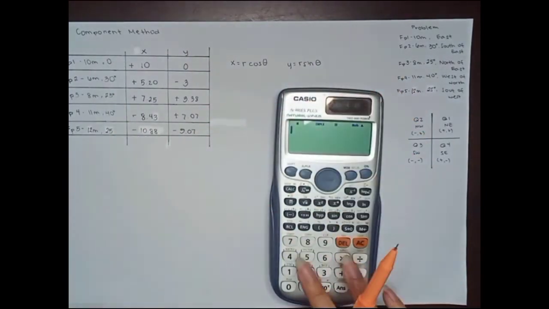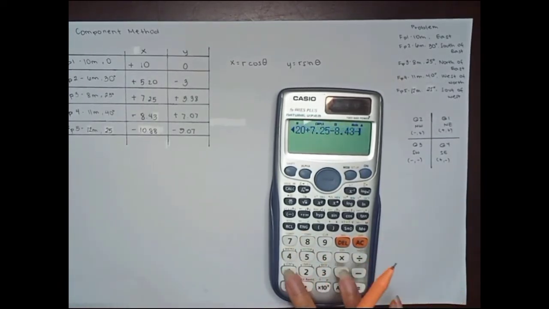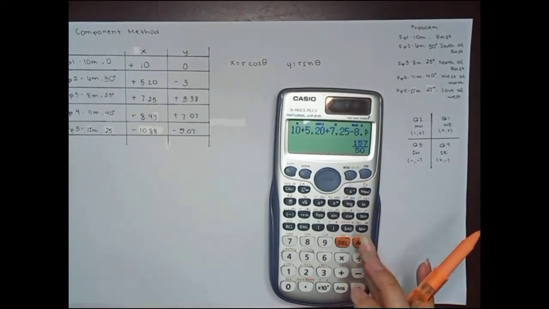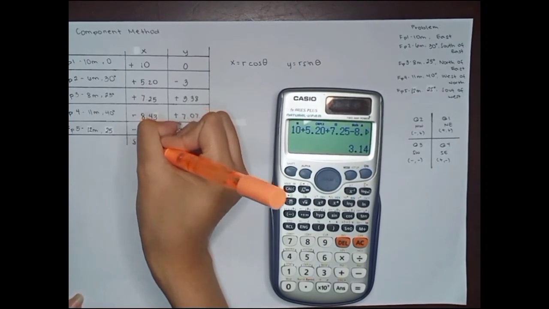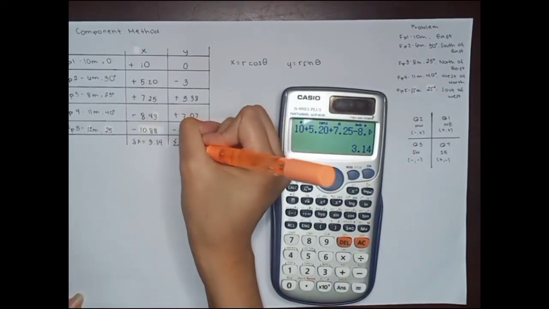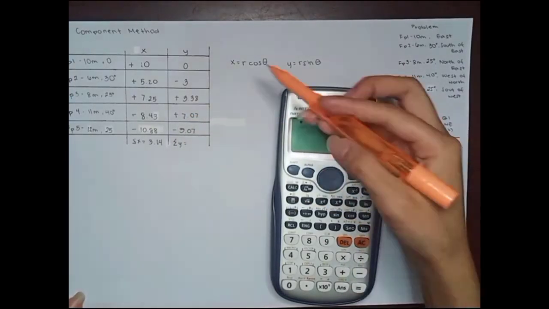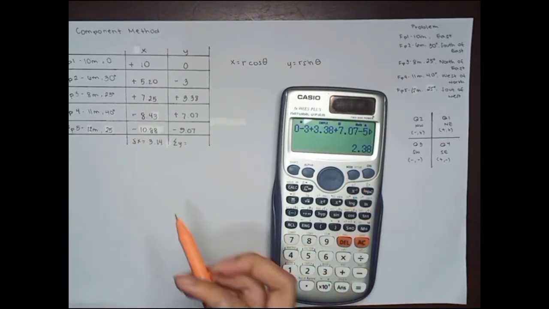So now when we have the answers for each row of x and y, we will add them all. Add all x answers. Type all the answers in your calculator. In the same way, add the y answers on your calculator, but separately from the x answers. Then put sigma x below. So the answer is 3.14. Then the answer for sigma y is 2.38.